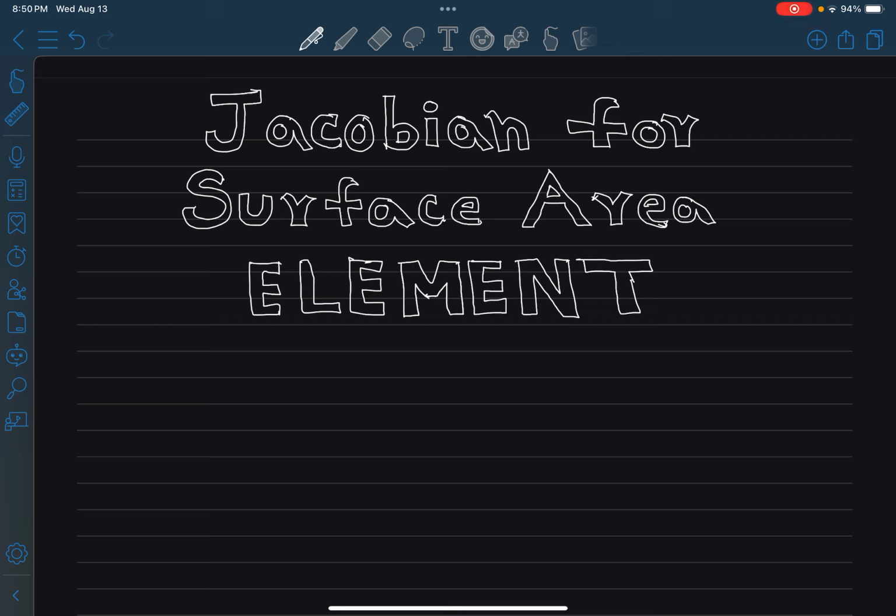Let's proceed. Usually this Jacobian is used in a volume element, right? So let's say if you want to make a change of coordinates, and go from one kind of volume element to another volume element, you use the Jacobian, right? And in this video, I'm going to talk about how to use it for a surface area element.